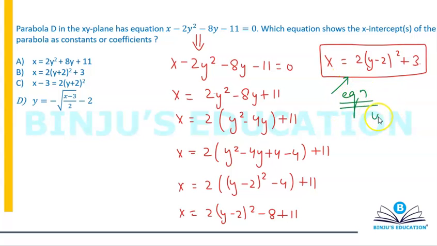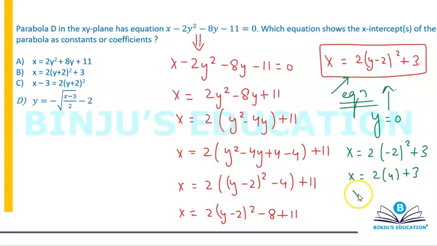As soon as we put y is equal to 0, simply we'll get the value of x, which is equal to 2 into minus 2 square plus 3, which will simply be equal to 2 into 4 plus 3, which will simply be equal to 11. That's it. This is what is meant by the question. So your answer to this question is simply option number B.